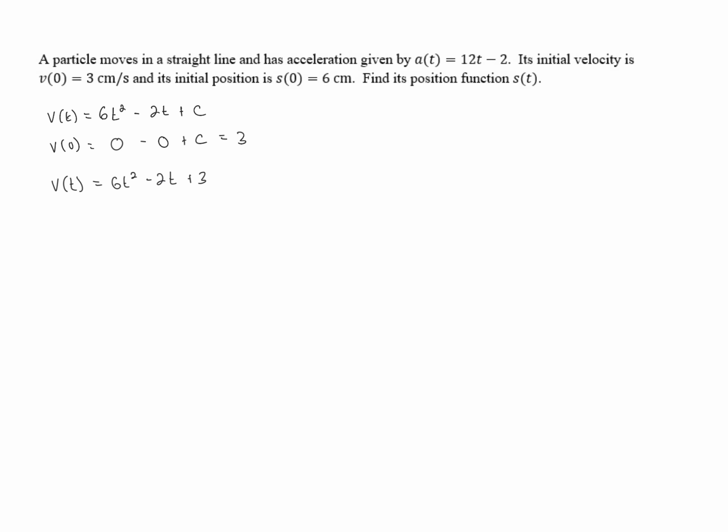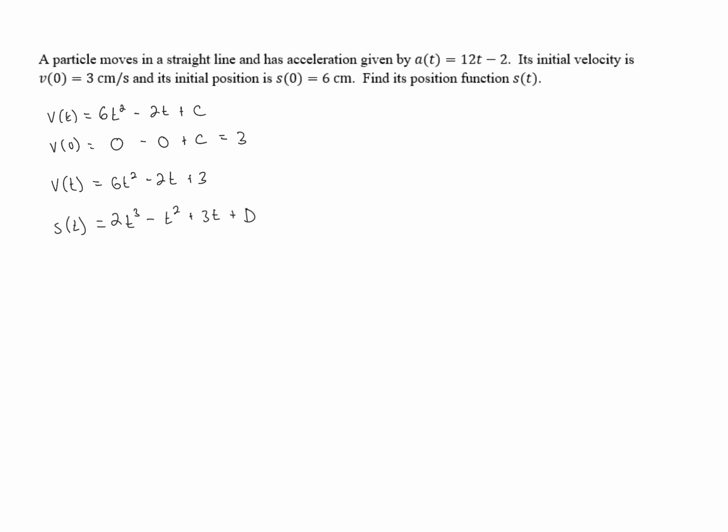We've got the velocity. To get the position function, we need to antidifferentiate again. If we antidifferentiate 6t², the antiderivative of t² is t³ over 3. If we take that 6 over 3, that gives us a 2. So we've got 2t³ minus the antiderivative of 2t, which is t². Then we've got plus 3t and plus that constant d. We already used c as a constant, so now we've got d.